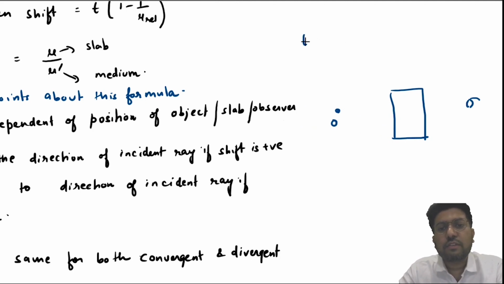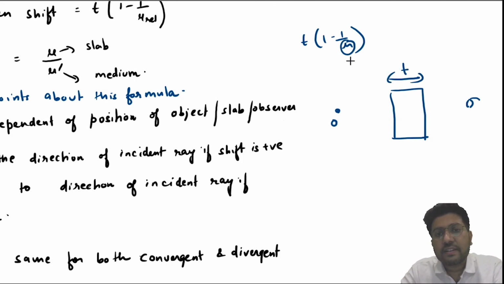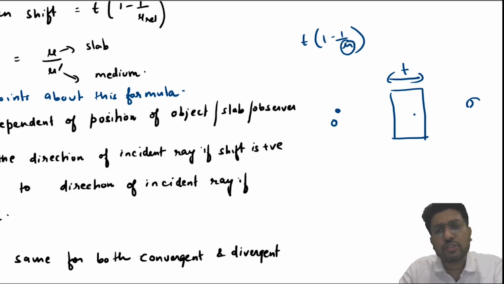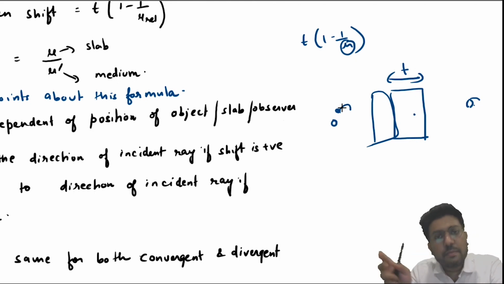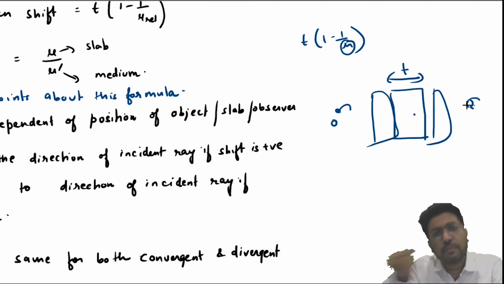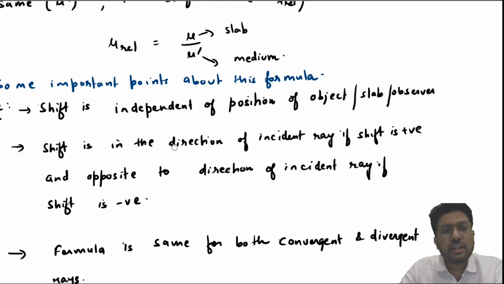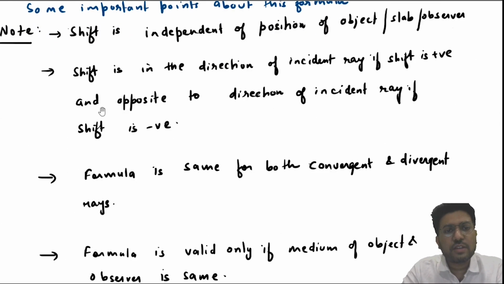Look carefully, the formula of shift is t into (1 minus 1 by mu). Shift depends only on the thickness of the slab and the refractive index, or the relative refractive index, of the slab with respect to the medium. Shift does not depend on the position of the object, the slab, or the observer. So if you shift the slab here, then also the shift in image will be the same. The observer will see the apparent shift in the position of the object as the same. So shift is independent of the position of the object, slab, and the observer.